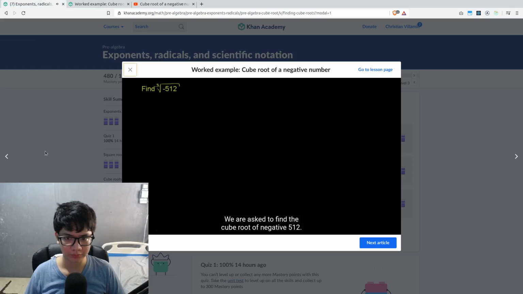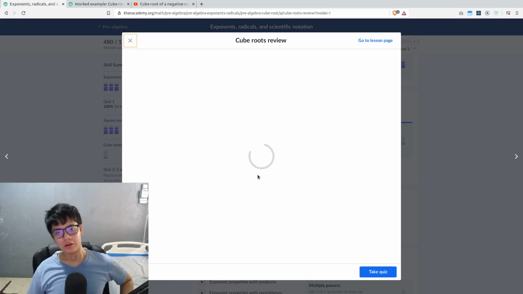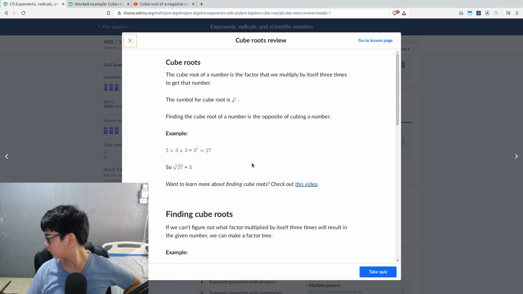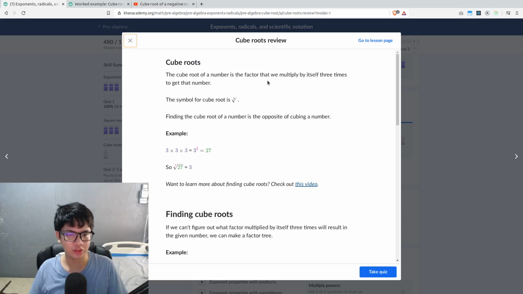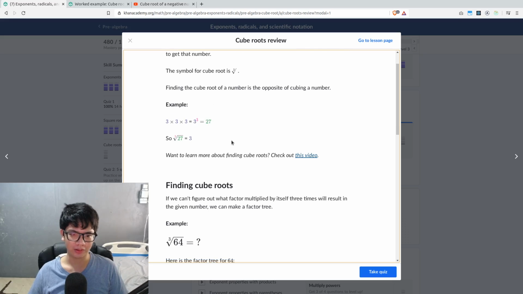To find the cube root. The cube root of a number is a factor we multiply by itself 3 times to get that number. The symbol for cube root is a check mark with a 3 on it. Finding the cube root is the opposite of cubing a number.